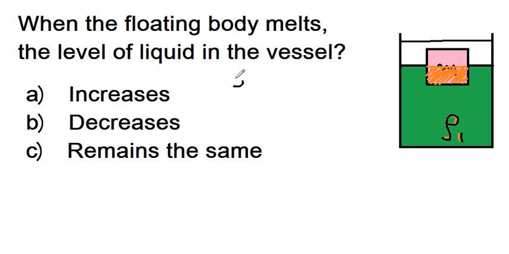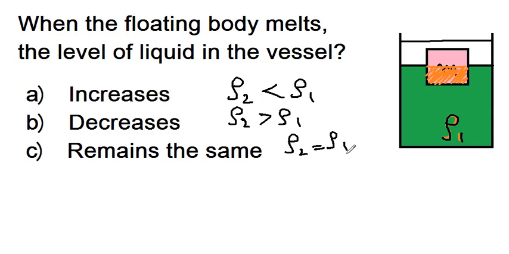If ρ2 is less than ρ1, that means the density of the liquid formed by melting is less than the liquid density in the container, then the level will increase. If ρ2 is greater than ρ1, then the level will decrease. If the two densities are equal, then the level will remain same.